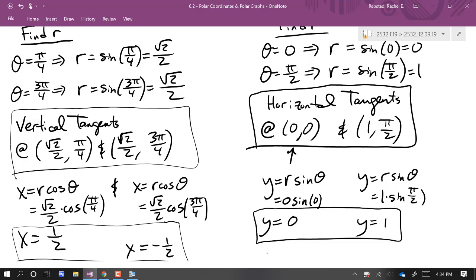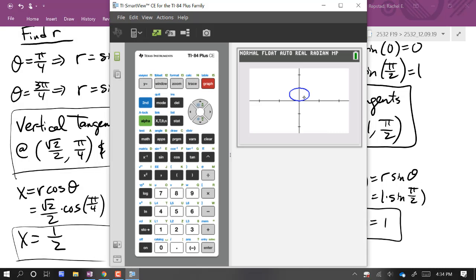On the graph, it was just that little circle that you had. Yeah, because of the aspect ratio on the calculator, it looks more like an oval here, but I think it actually is a circle, and there's our x equals 1/2 and negative 1/2 on either side, and y equals 0, y equals 1 that we found.